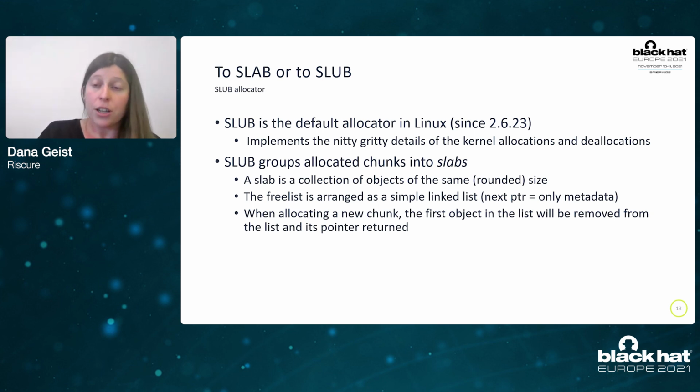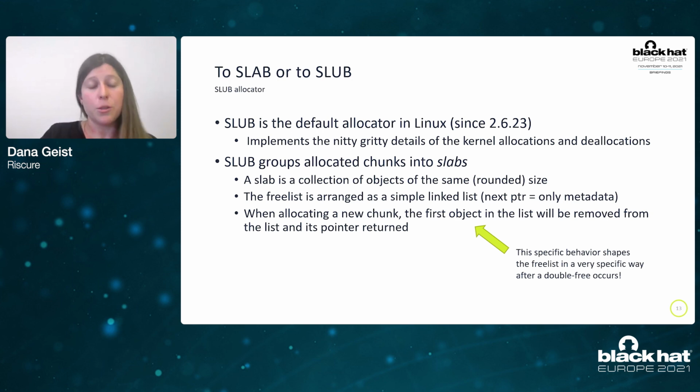The slab allocator also needs, of course, a way of keeping track of the chunks that are available for giving when a request comes. This is done by using a free list. That's basically a single linked list. Another important thing to know is that this single linked list is handled in a sort of FIFO way. So first in, first out. That means that the first object that is inserted in the list will also be the first object to be given upon a memory allocation request. And this specific behavior is really important for shaping our free list.